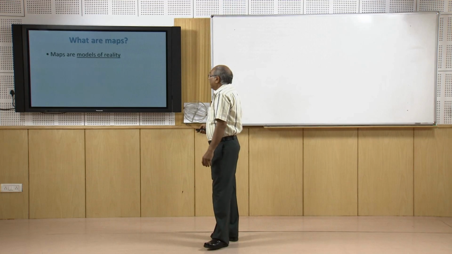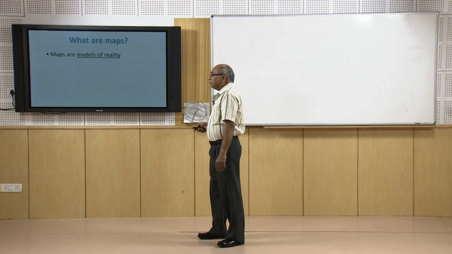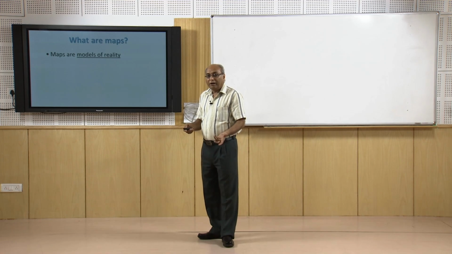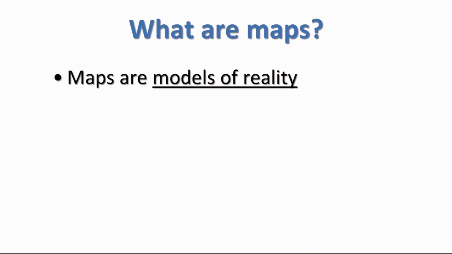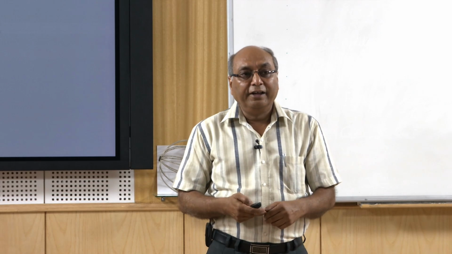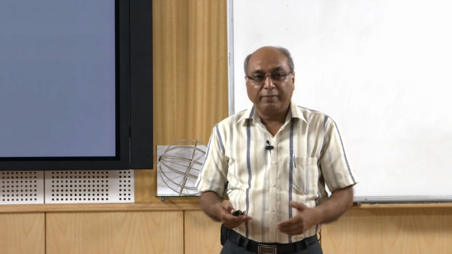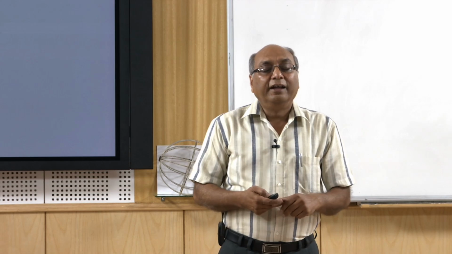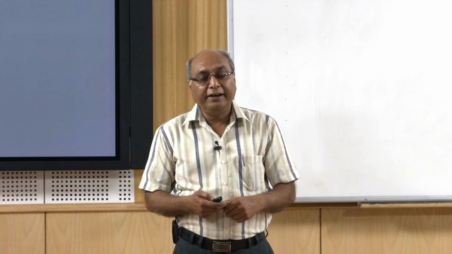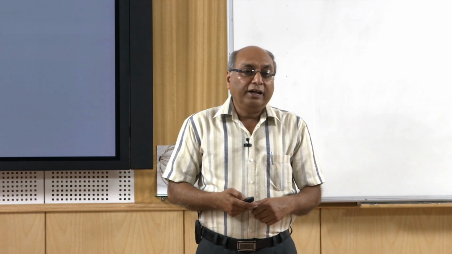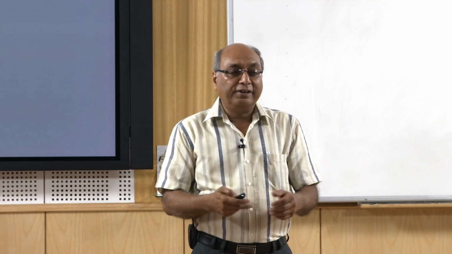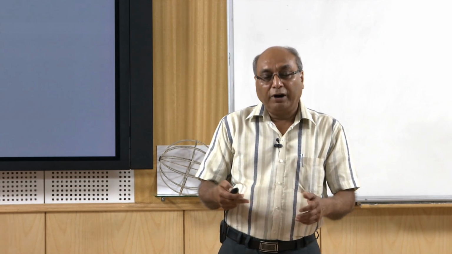Now you know that maps are one type of model, or models of reality, representing an abstract form of reality, reduced reality. Only selected important features are represented in a map, like a topographic map. So it has the terrain representation through contour lines or point heights. Then it has, say, hydrological information like river network and water bodies.